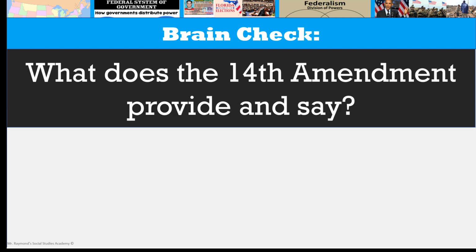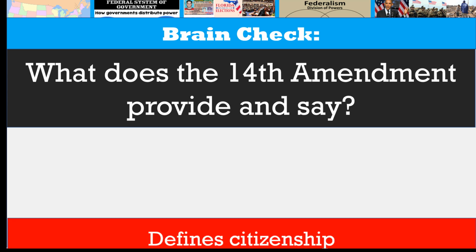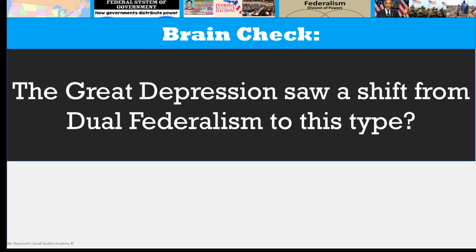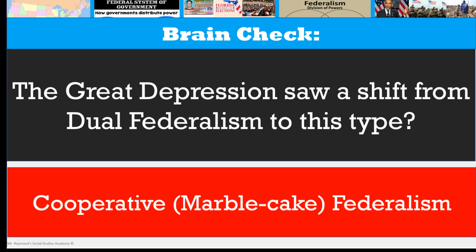What does the 14th Amendment provide and say that's kind of vague, but it's an important one in federalism, especially its part where it says state laws cannot deny due process or equal protection under the laws. The Great Depression saw a shift from dual federalism to this type of federalism. Think of them working together. Cooperative, aka marble cake federalism.